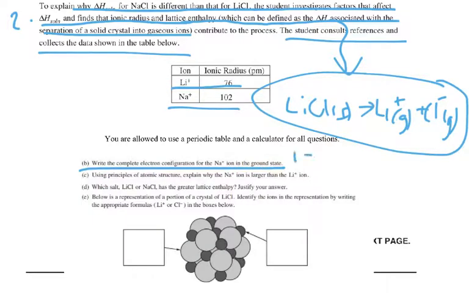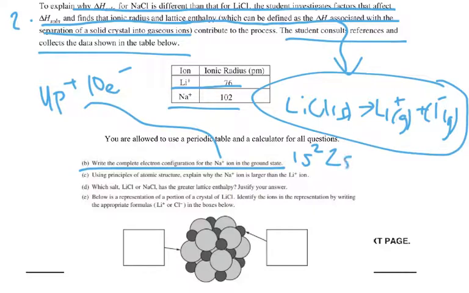So it would be 1s2, and let's find how many protons Na has. Na has 11 protons, and it would have 10 electrons since it has a +1 charge, or an excess of 1 proton. So 10 electrons, let's do this: 1s2, 2s2, 2p6. That's a total of 10 electrons, and that should be the right answer.